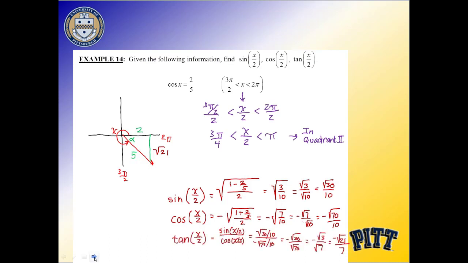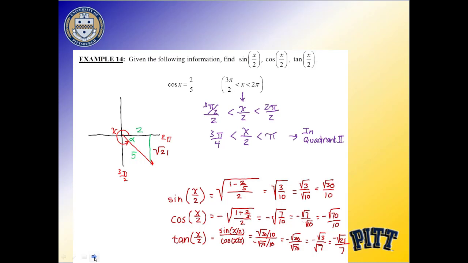Or I could use the fact that the tangent of x over 2 would be the sine of x over 2 over the cosine of x over 2. Which, if I've already resolved the positive and negative issues of sine and cosine, I don't have to worry about making choices about what tangent should be. Although I should keep in mind that tangent should be negative as well, and it ends up being negative. And you see all the work there.